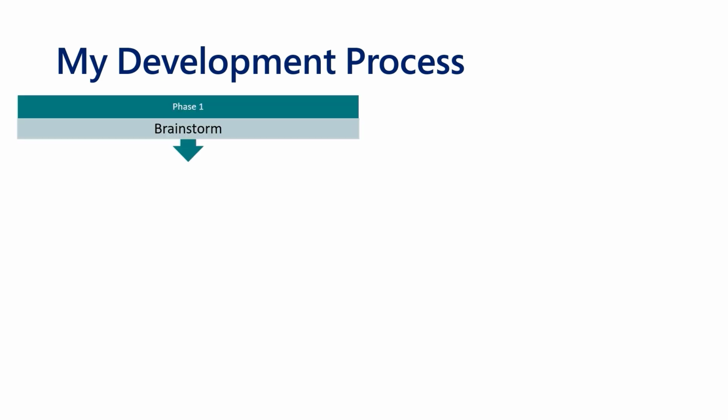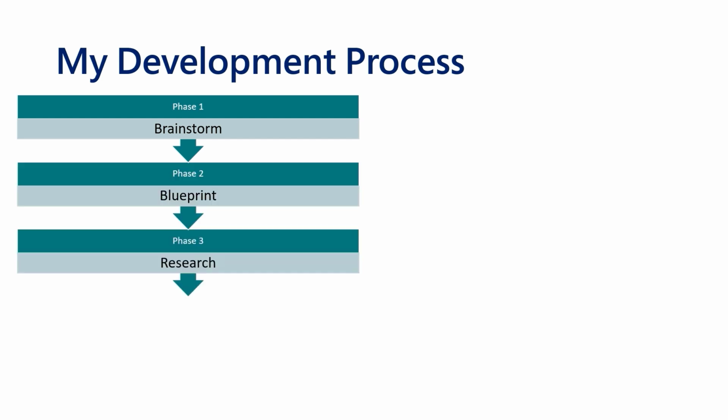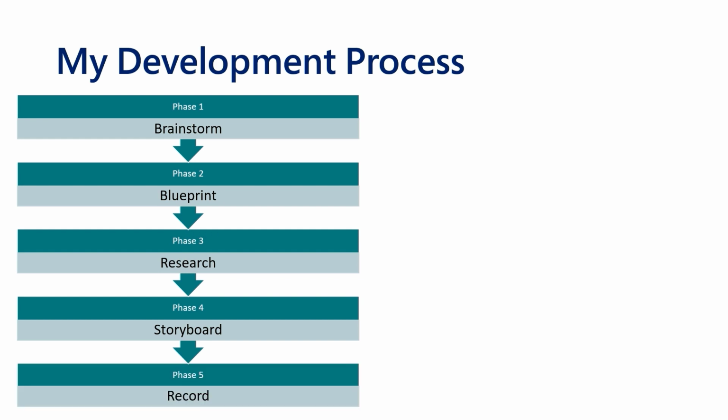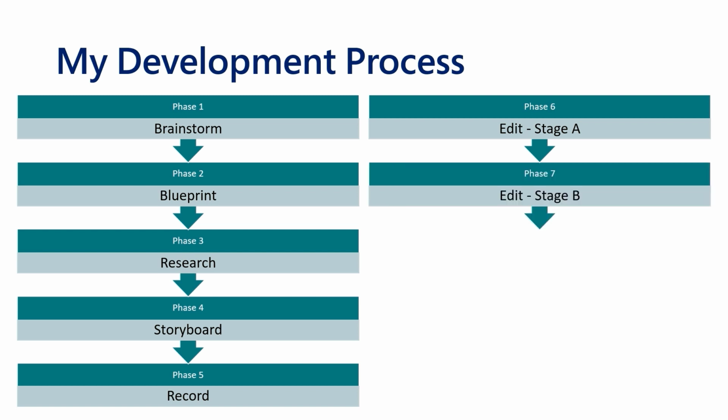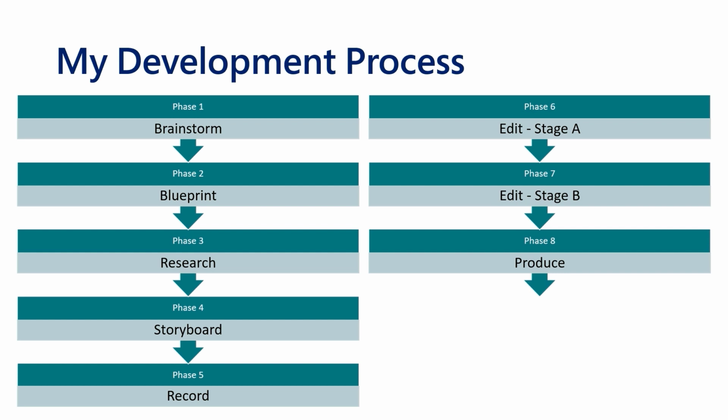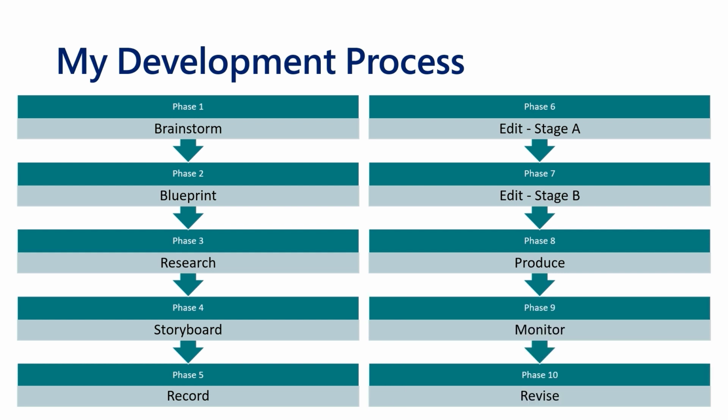Now, this process can't be found in any book. This is the result of my own 20-plus years as a technical trainer. First, we've got the brainstorm step, and I'm going to go through each of these steps or phases in more detail subsequently. I'm just rolling them all up in a summary for you right here. Phase 2 would be blueprint. 3 is research. 4 is storyboard. 5 is record. Phase 6 I call edit stage A. My post-production editing I break into 2 stages, stage A and stage B. Phase 8 is produce. Phase 9 is monitor, and phase 10 is revise.